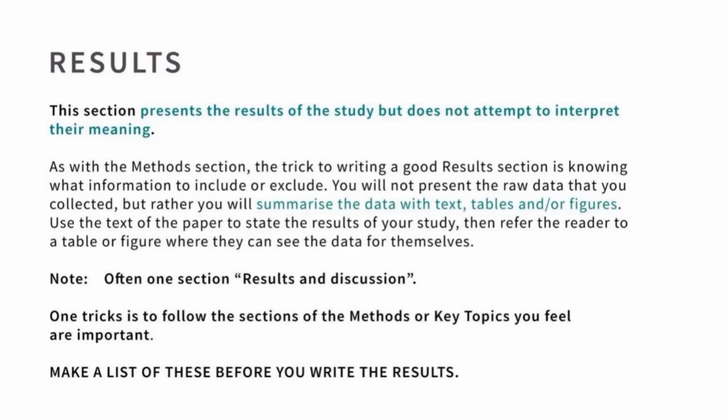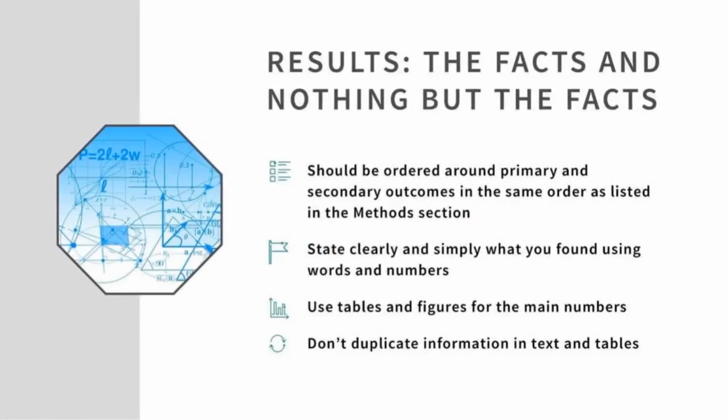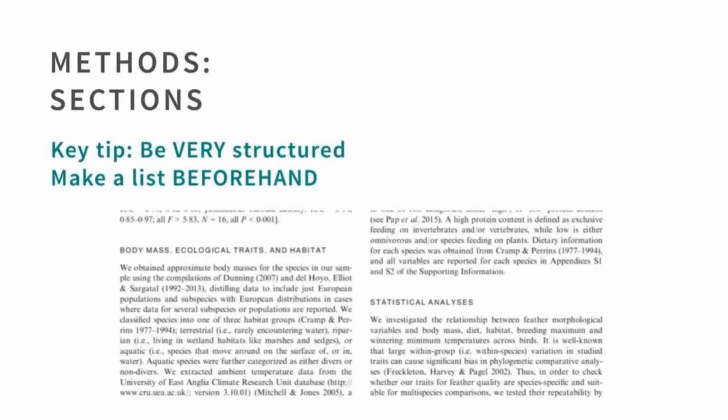So often the results section is the part of academic writing that's done first. Facts and nothing but the facts, ordered around the same sequence of events as in the method section. State clearly and simply what you did. Talk to your readers about what the outcomes are. Make sure you are clear and follow.